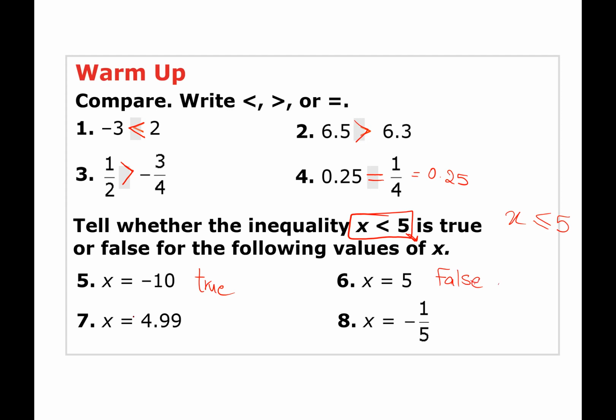Okay, how about 4.99? It's still less than 5. Therefore, it is true. How about -1/5? We can also rewrite it as -0.2. And it's a negative number, which means it's definitely less than 5. So it is true.